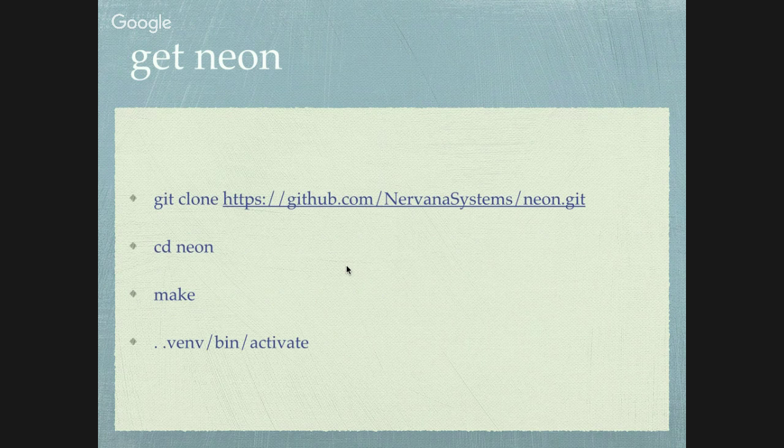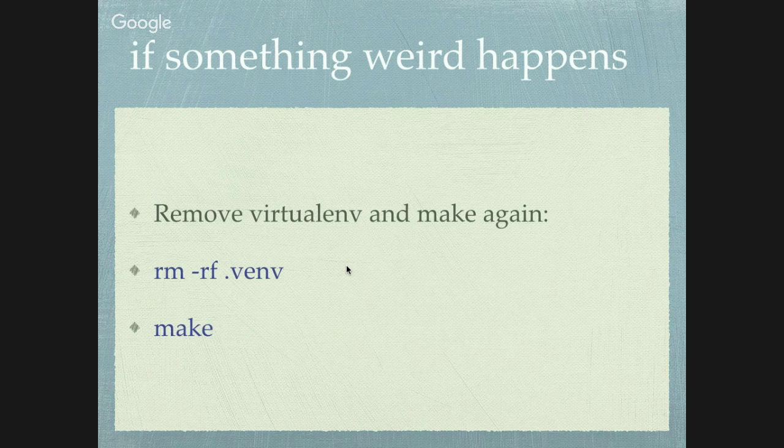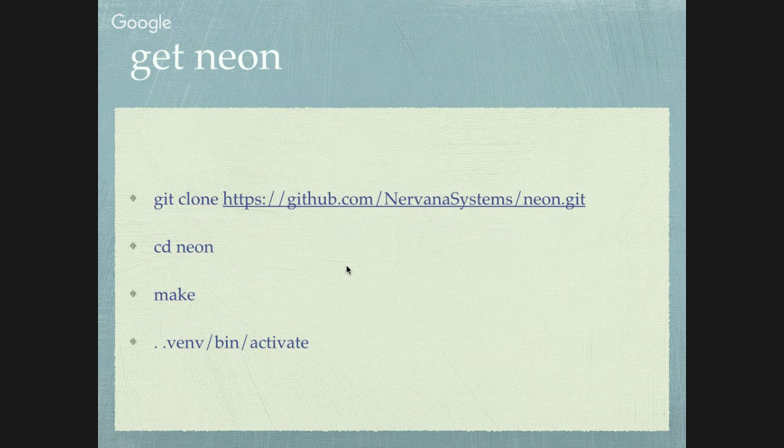And then to get Neon, you just get it from the GitHub repository, then you make and activate the virtual environment, and that's it. Okay, sorry, have you guys used virtual environments before? No. Okay, it's really easy.